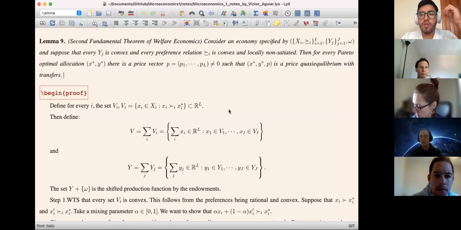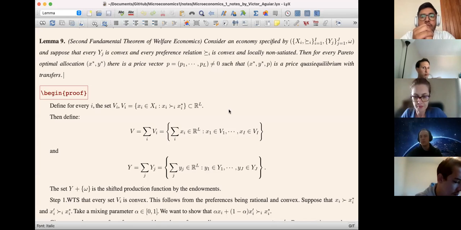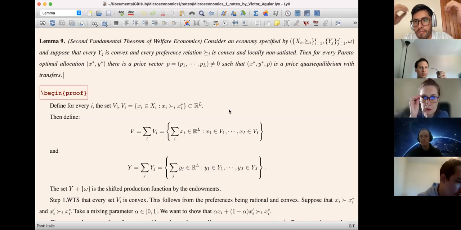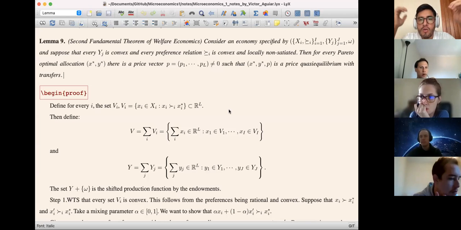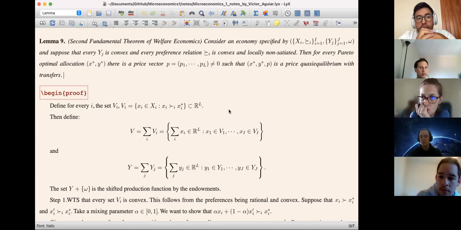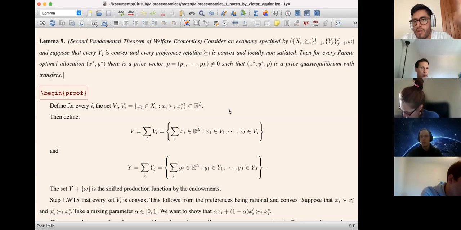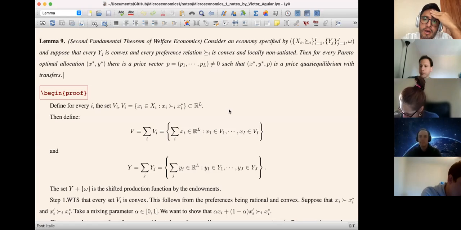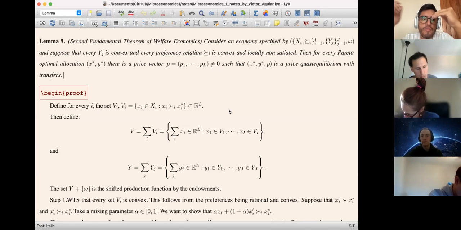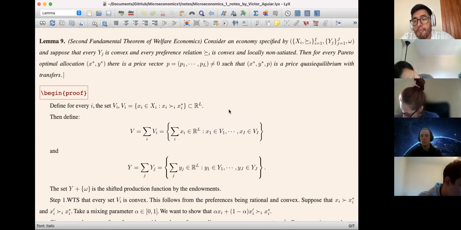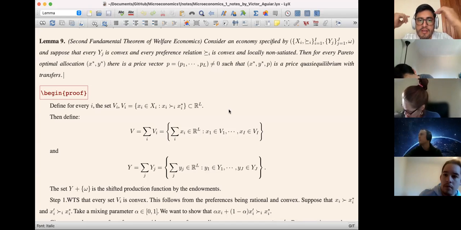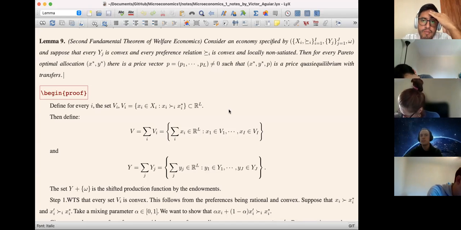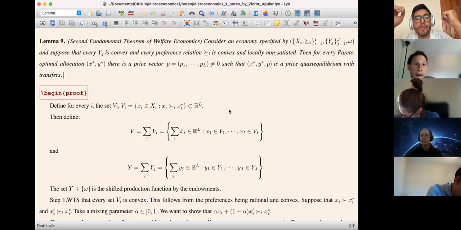Okay. So today we're going to complete the proof of the second welfare theorem. The first part is the big part of the proof. You have a primitive of preferences, production sets, and endowments, and we assume that the production set is convex, and every preference relation is also convex. Remember, this means its upper contour set of preference is convex and is locally non-satiated. Then for every Pareto optimal allocation, there is a price vector, not necessarily positive, such that X star, Y star, and P is a price quasi-equilibrium with transfers, okay?